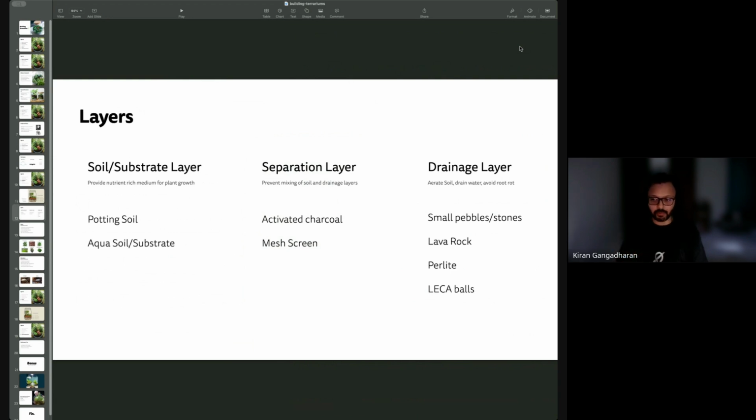With potting soil, it should be obvious, like you have a mix. It's not just soil. You would have some, I don't know, cocoa and some compost and stuff like that, essential nutrients.